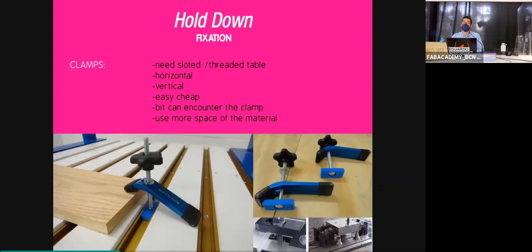Clamps. This technique uses the bed of the machine, the T-slots, to clamp your material. This is widely used when you're cutting really tough materials like metal, because you need to fix them really well. They have a constraint. That is, you cannot cut on the part that you're holding. So you have a lot of material wasted.